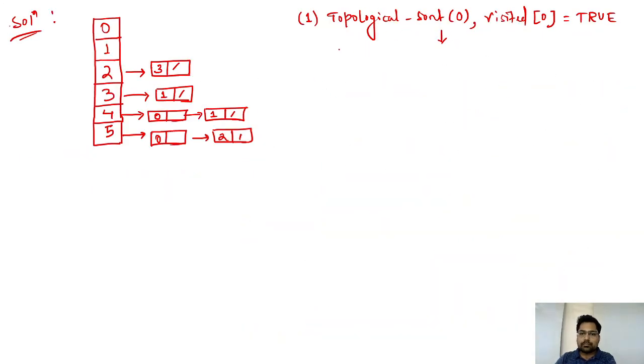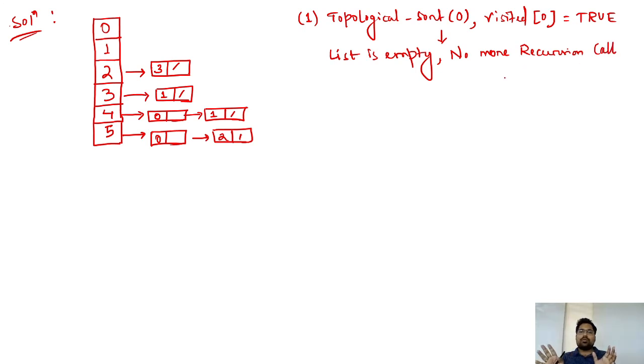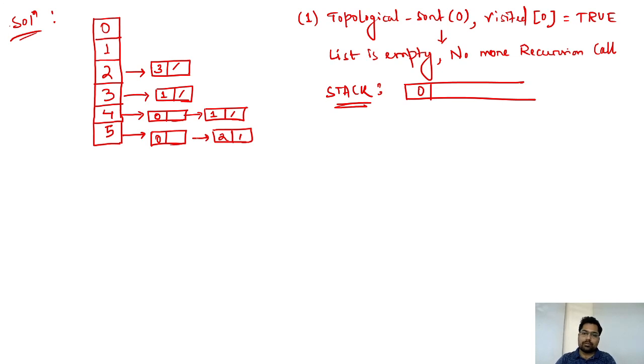I'm just writing that one: list is empty, no more recursion call. That means after 0 there are no nodes or vertices which are connected to 0. So no connections. We simply store the value which is being visited as true for the time being. Either in a vertical way you can store it as a stack, or in a horizontal way also you can write.